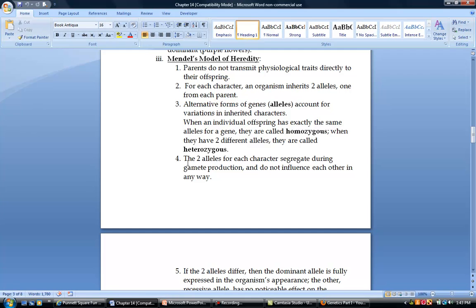So another thing that's important in his model is that those 2 alleles for each character are going to segregate when gametes are produced. So this is going back to that meiosis idea, and all this is just saying is that the 2 alleles don't stick together. They're going to go into their own gamete, because remember the gametes have a haploid number of chromosomes.